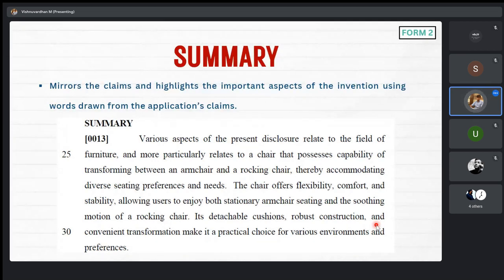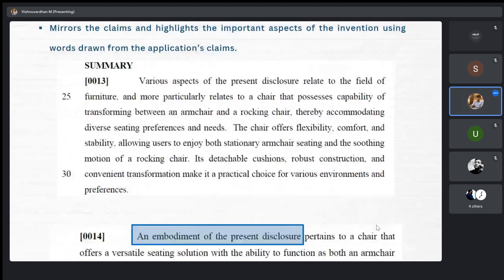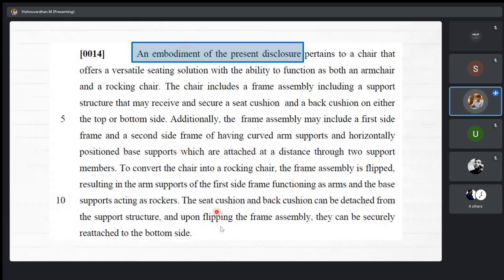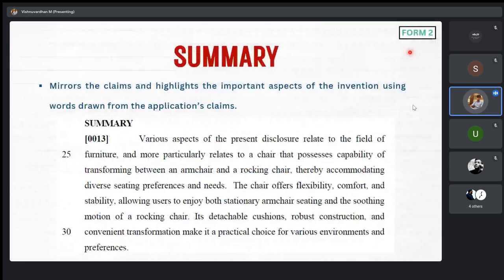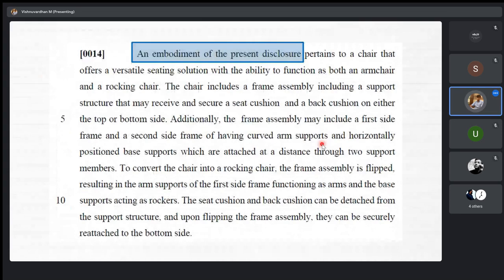So Tapri is over, F boss is over, and then lastly B, which is for brief description of the accompanying drawings. But the summary is continuing. So always use these words in the summary. Never refer to your invention as just your cycle or your chair or your car. Always say the present disclosure, or use the phrase the present invention. An embodiment of the present disclosure pertains to a chair. I circled this just so that you know what words you need to use. So try and use these words.